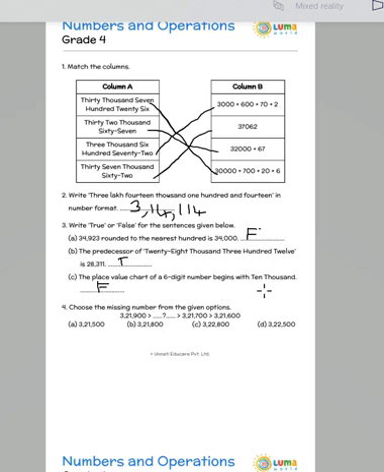Choose the missing number from the given options. So you've been given certain options and you have to choose which is the right one that comes in. So if you see 321,900 and then something and then 321,700, it becomes 600. So it is skip counting with respect to 2. So we have the option number B. Let's see what is the next one.